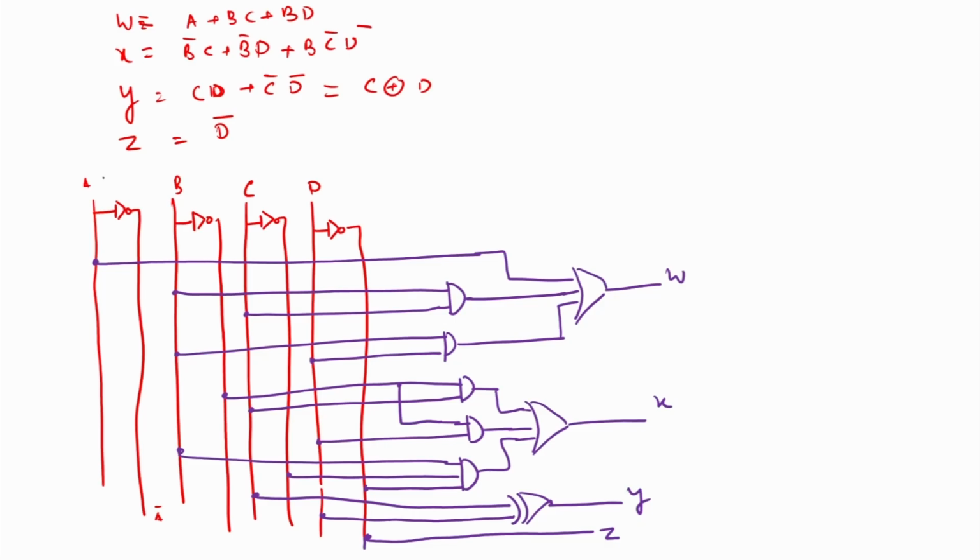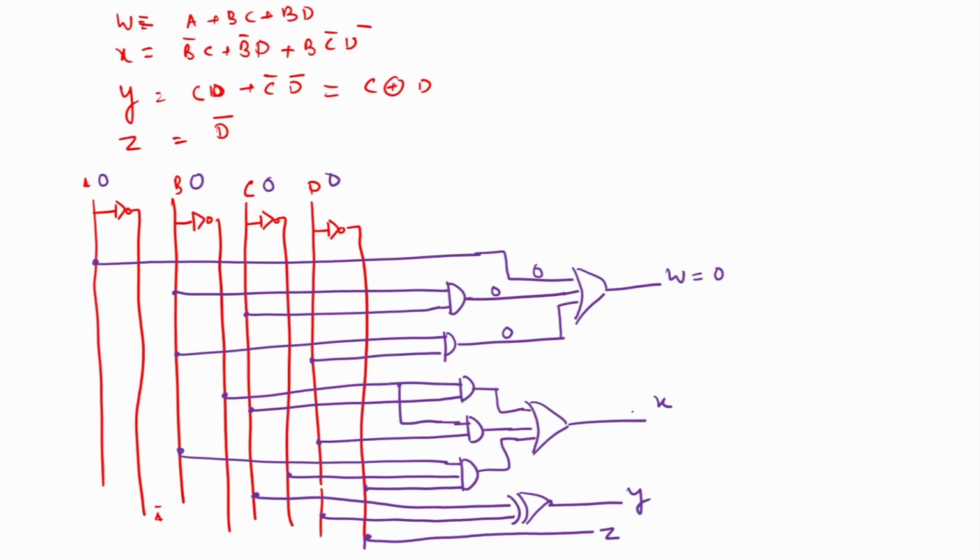What is the value? Suppose the values of A, B, C, D are 0, 0, 0, 0. What will be the output? W, X, Y, Z. Here what will be the output? What will be the value of W? Here what is the value of A? A is 0, which means this particular term is 0. Here what is BC? Both are 0, that is 0. Then BD, that is also 0. What will be the value of W? All the inputs of the OR gate are 0, 0, 0, this means W is also 0.